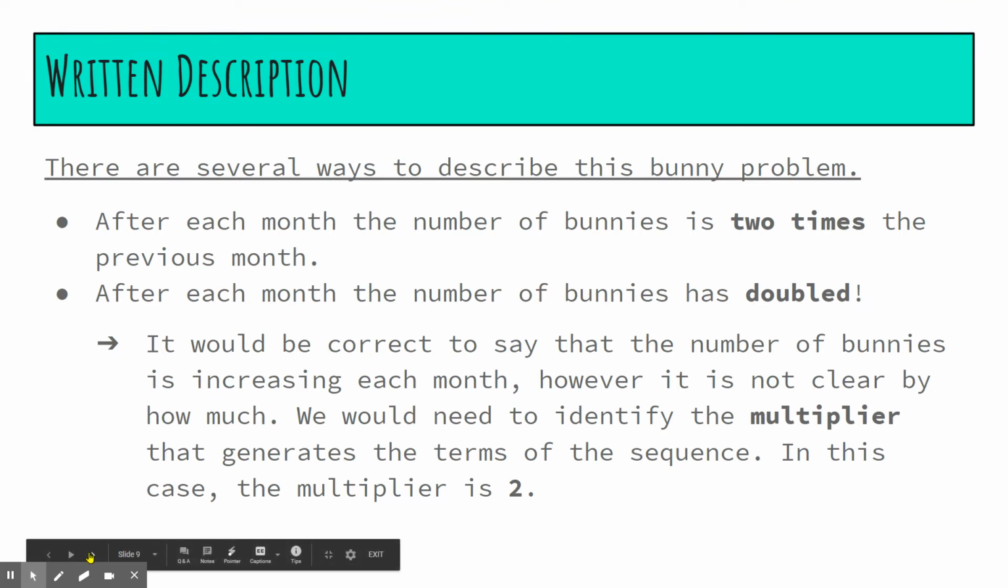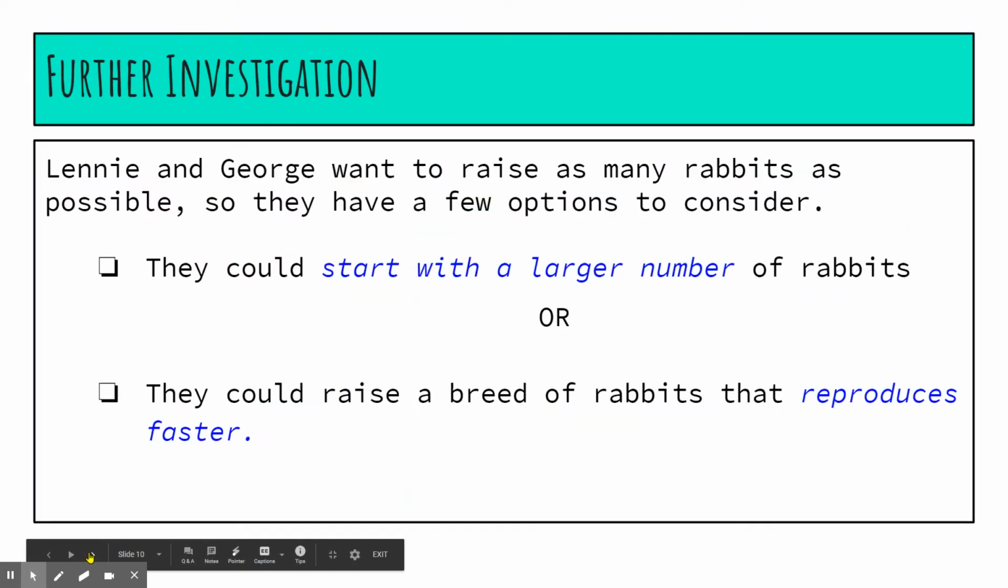Okay, so let's look at the next situation. It says Lenny and George want to raise as many rabbits as possible, so they have a few options to consider. They could start with a larger number of rabbits, or they could raise a breed of rabbits that reproduces faster. So which one is going to yield the most amount of rabbits after 1 year?